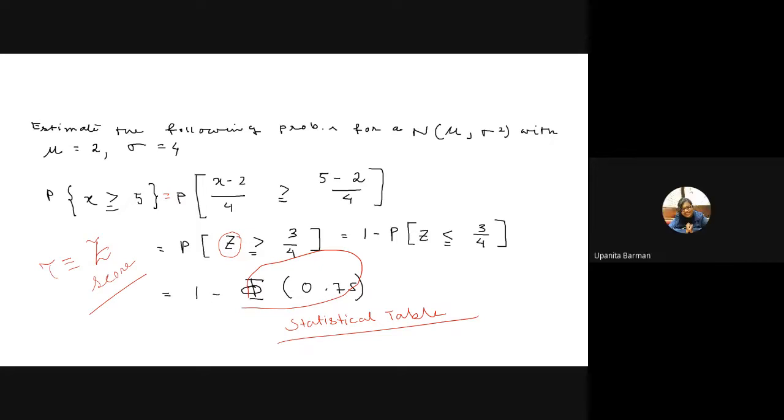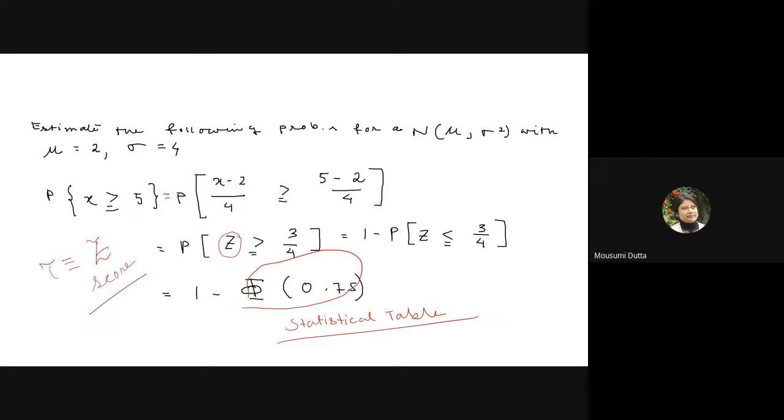Ma'am, 0.3011. How are you getting this? I'm using a table, but not the Gupta one, from a different book. Capital phi at 0.75 is 0.7733726. And what is your value? 0.3011, like phi at 0.75. Small phi. Yes, ma'am, that is small phi.